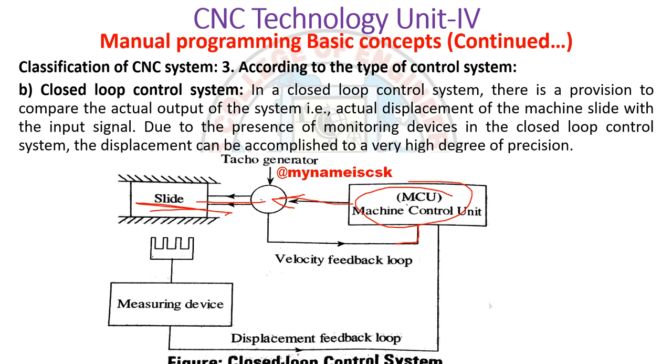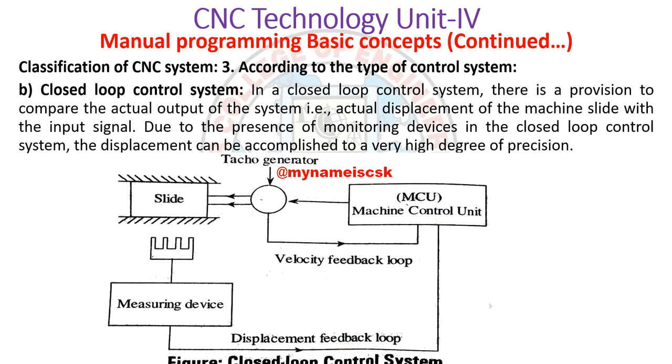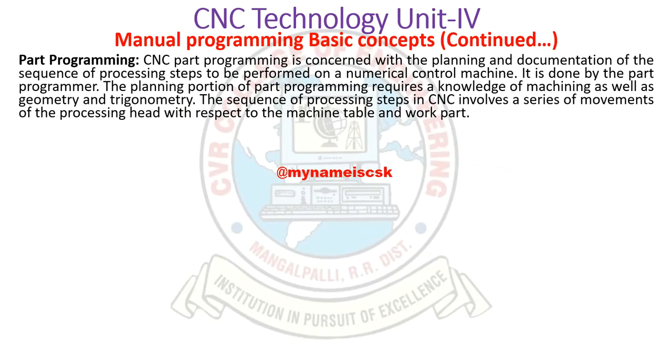So this measuring device will give displacement feedback, and this tacho generator will measure how much the speed or velocity is, and this velocity is given to the MCU. If there are any errors, it will again change its instructions. Whatever instruction is given to the drive unit, it will modify. So this is the difference between open loop and closed loop control systems.